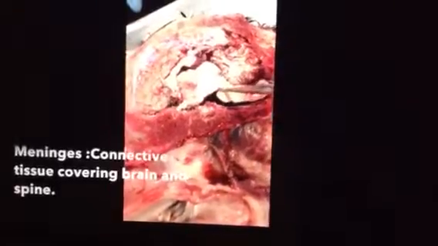The three meninges are the pia mater, the dura mater, and the arachnoid.